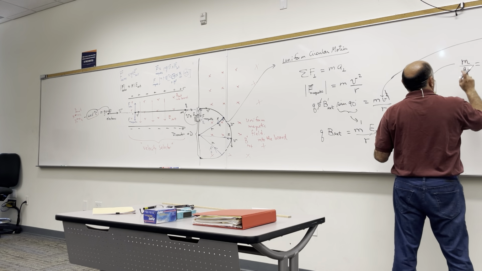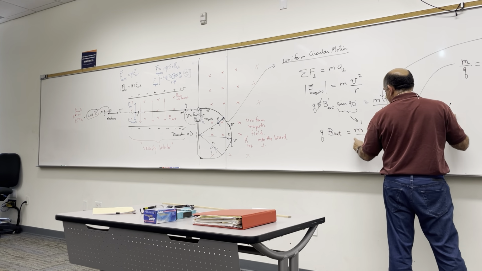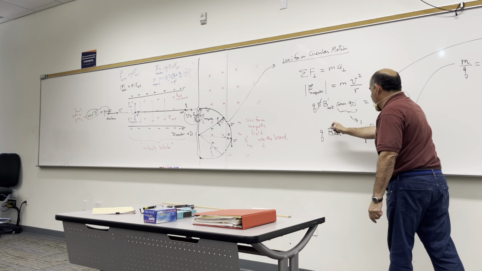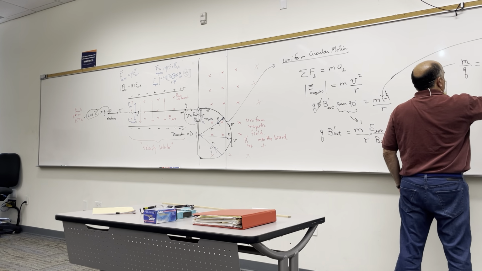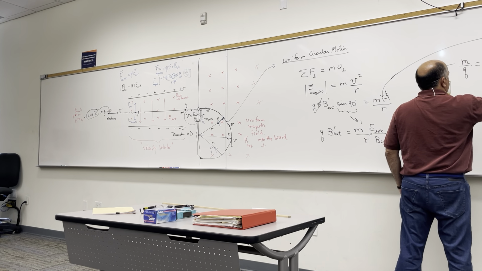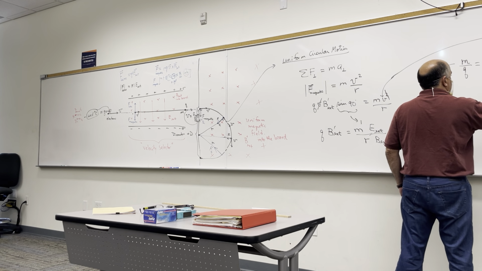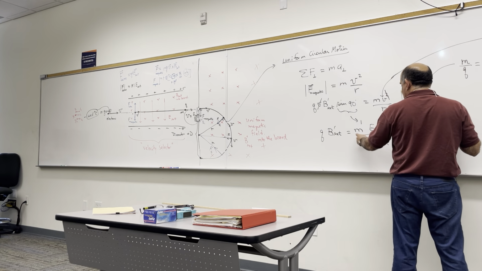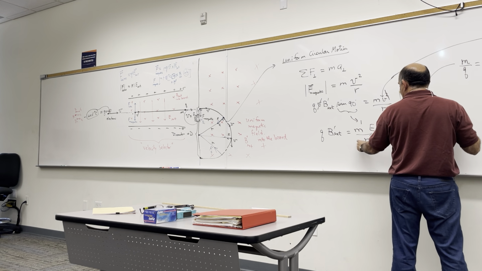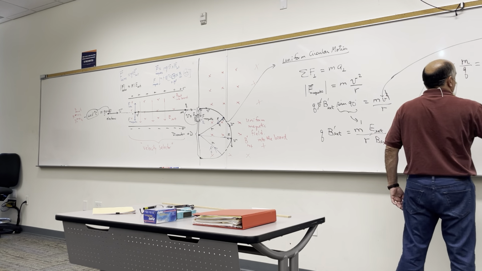I'm solving for M over Q, so it would be R. This is prime, this is unprime, so that would be B external prime, B external, divided by the electric field. And I'm doing M over K, so that would be proportional to R also.